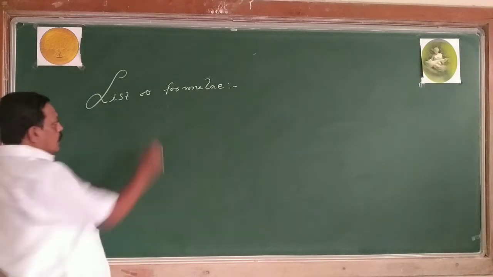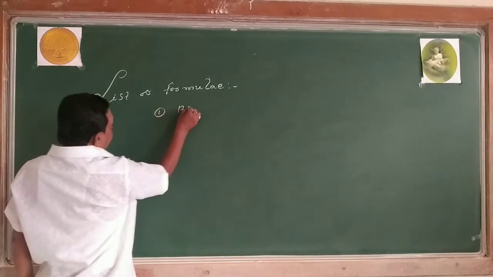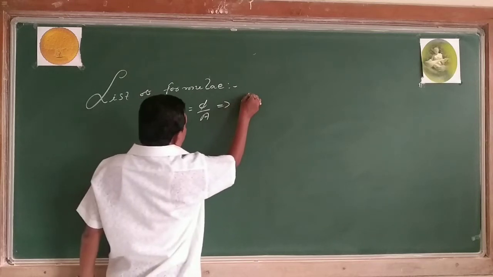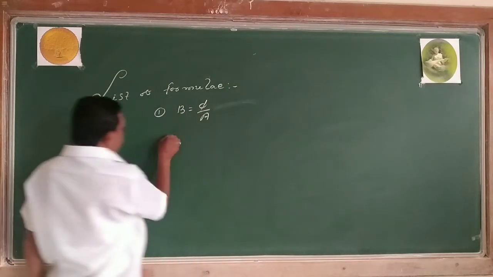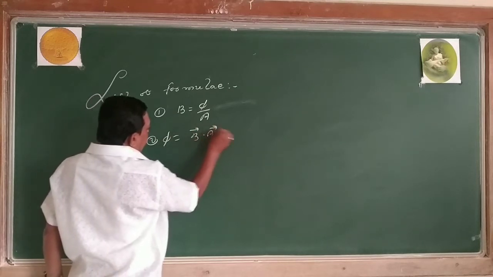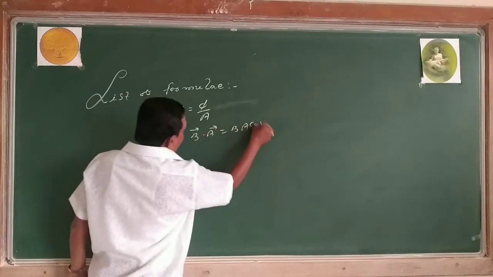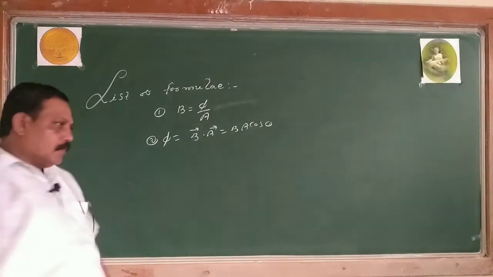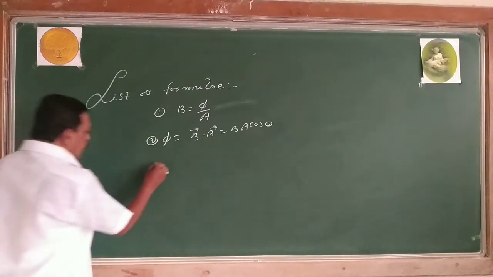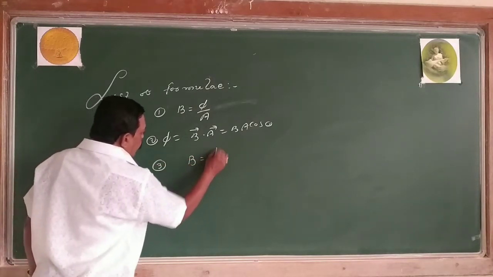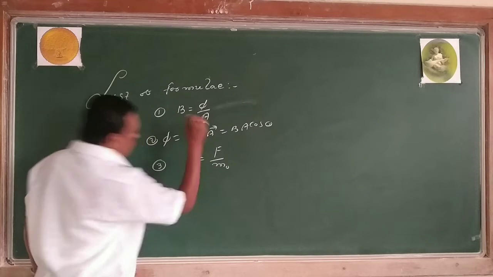So first one, the magnetic field flux per unit area. It is also given by magnetic flux phi equals vector B dot vector A, which is equal to BA cos theta. Right? Then the third one, the magnetic field is also defined as the force experienced by the test pole M naught.